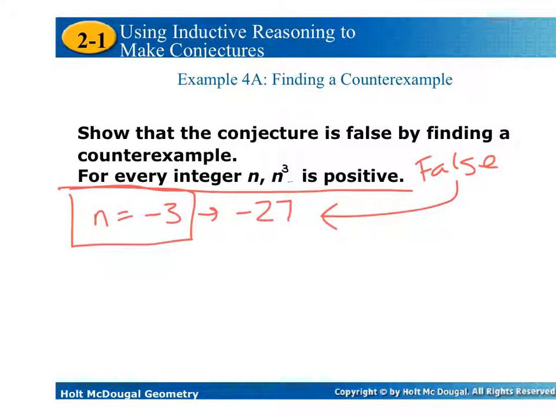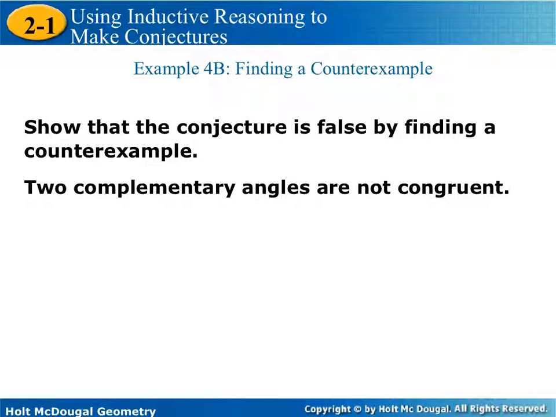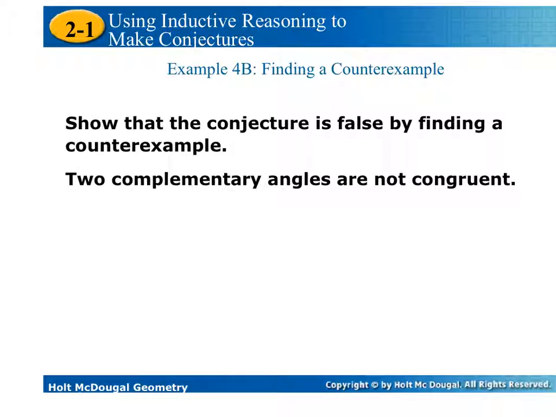For some reason, I keep on thinking when this is positive, it means even. Show that the conjecture is false by finding a counterexample. Two complementary angles are not congruent. So we need 2 complementary angles. What makes an angle complementary? They add to 90 degrees. So we need 2 angles that add to 90 degrees that are congruent to prove this to be false.